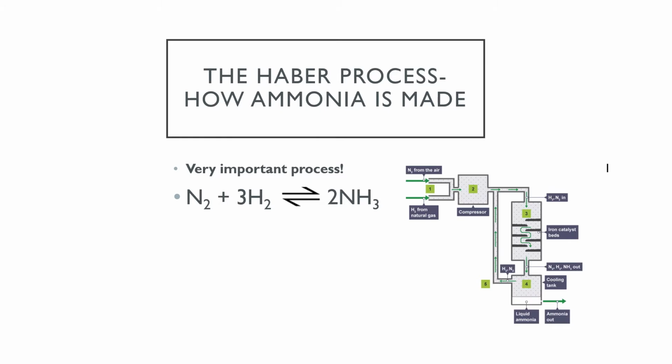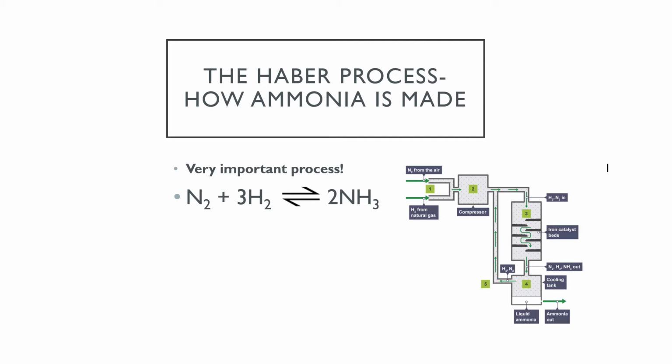This process is done in industry using, well, a very complex piece of machinery. Here it is, and you can see here that nitrogen and hydrogen are both adding at the top, going into a compressor and then passing over some iron catalyst beds. After this, they go into a cooling tank and the ammonia goes out at the bottom, whereas any unused nitrogen and hydrogen get recycled, so nothing is wasted in the process.